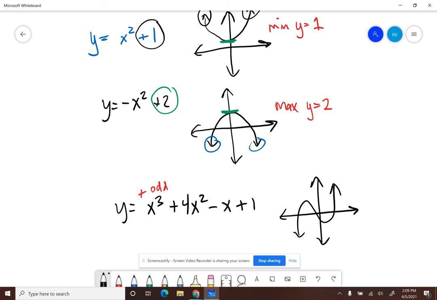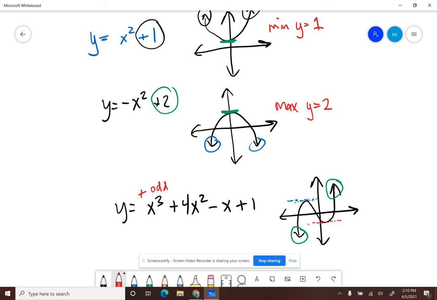Do I have a maximum or a minimum? Looking at my end behavior, this goes on forever this way, so that's negative infinity, and this goes up this way, so that's positive infinity. So I don't really have a true maximum or minimum. But what I want you to realize is I do have a relative maximum right here, and I have a relative minimum right here.